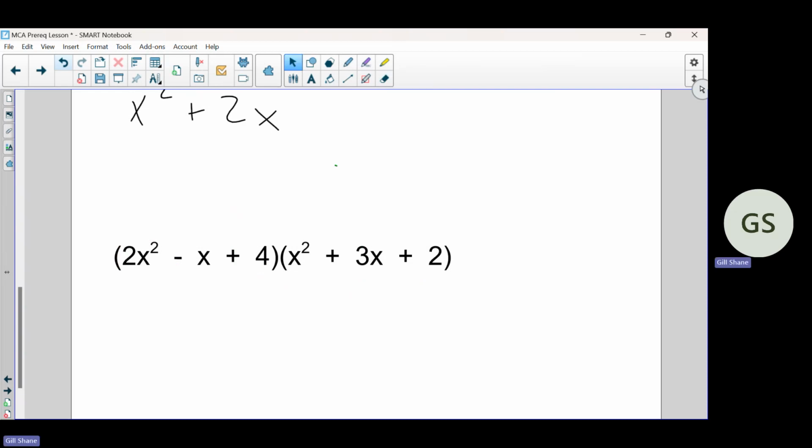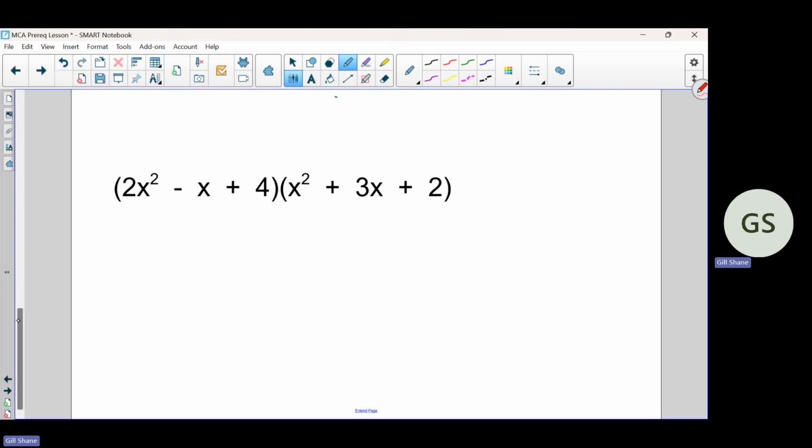All right, so I'm going to do exactly what I just showed you in the FOIL. 2x squared times, and now I go all the way to the other expression, x squared. And then I'm going to go fast. I have a positive times a positive, so I know that's going to be plus. That's where I'm getting that plus from.